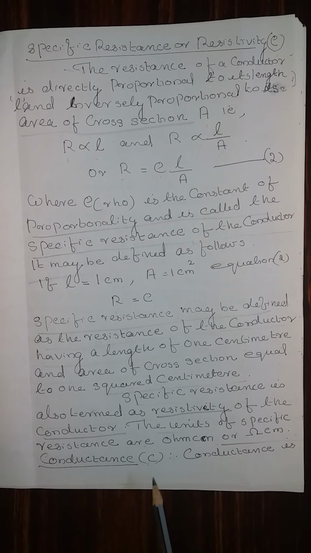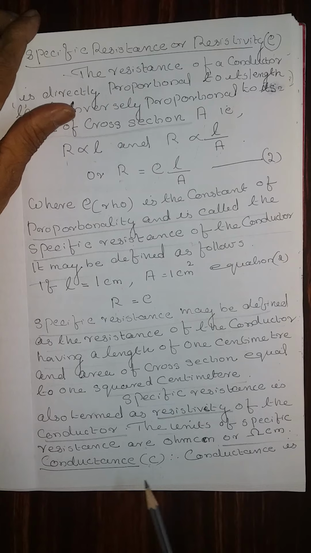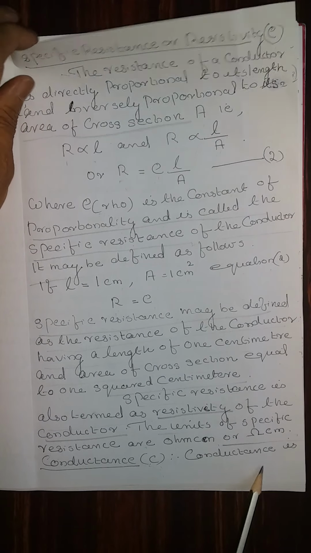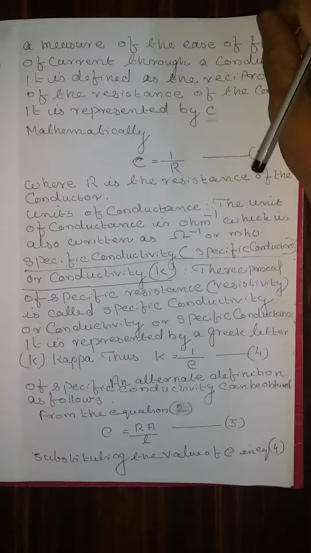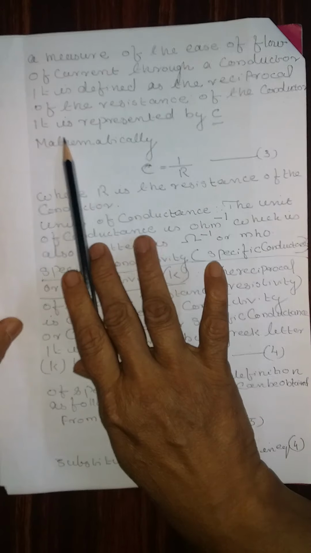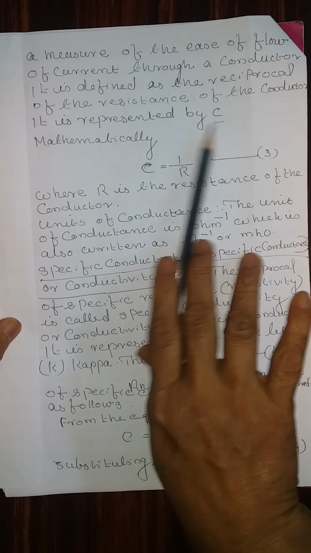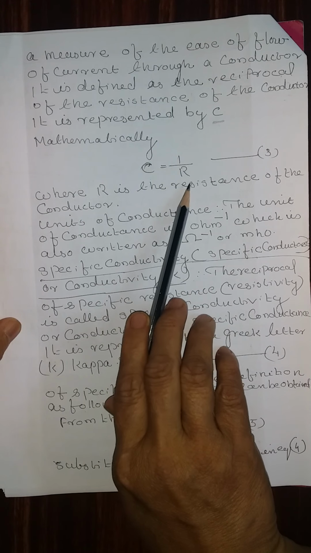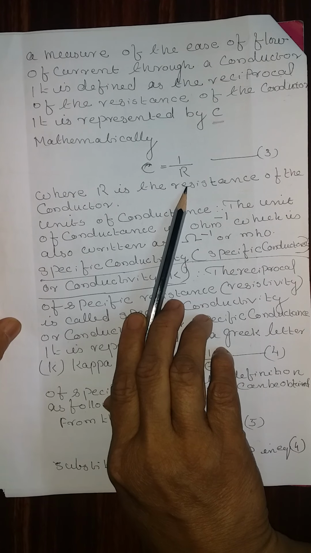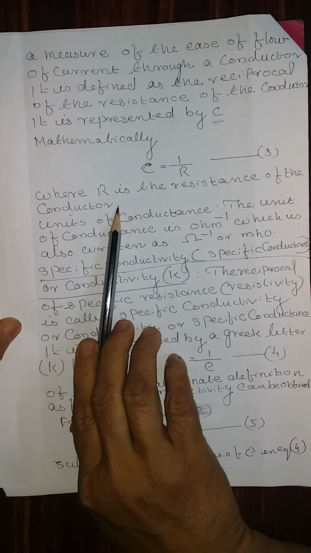Next is conductance, represented by the letter C. Conductance is a measure of the ease of flow of current through a conductor. It is defined as the reciprocal of the resistance of a conductor. Mathematically, C is equal to 1 by R, where R is the resistance of the conductor.